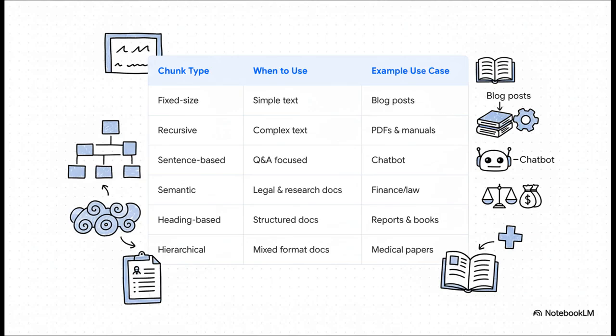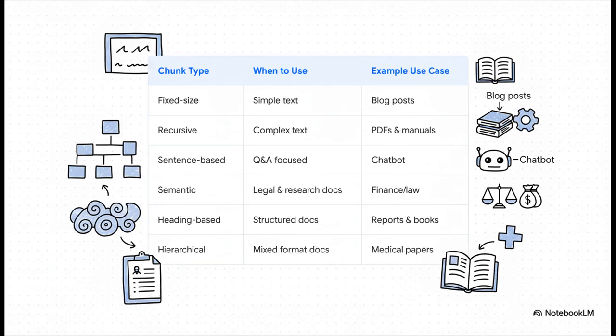For really simple text, like a blog post, a basic fixed-size chunk is a decent starting point, but honestly, you'll probably outgrow that fast. The real workhorse for most of us is the recursive strategy. It's way smarter. It tries to break text down by paragraphs first, then sentences, then words, always trying to keep related ideas together. It's a fantastic default for complex PDFs or technical manuals. Now, if you're building a chatbot, sentence-based splitting makes a ton of sense. You get these clean, concise chunks that are perfect for question and answer scenarios.